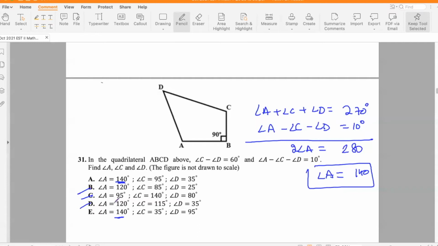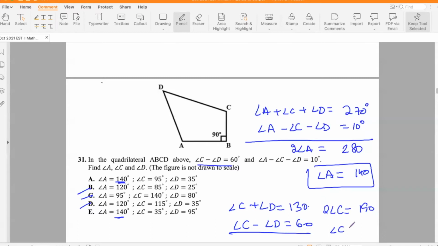Now, we know that angle A is 140. So angle C plus angle D will be 270 minus 140, which is 130. And angle C minus angle D is 60. So if we add these two, angle C is 190. So angle C will be 95. So angle C is 95. So answer is A.